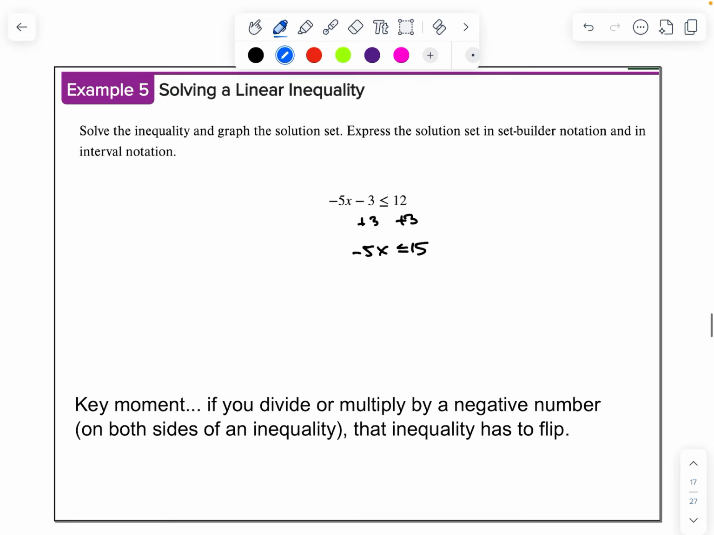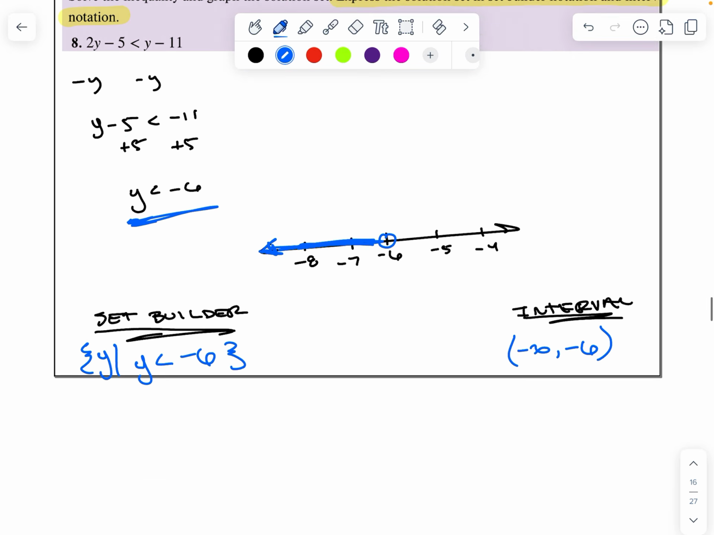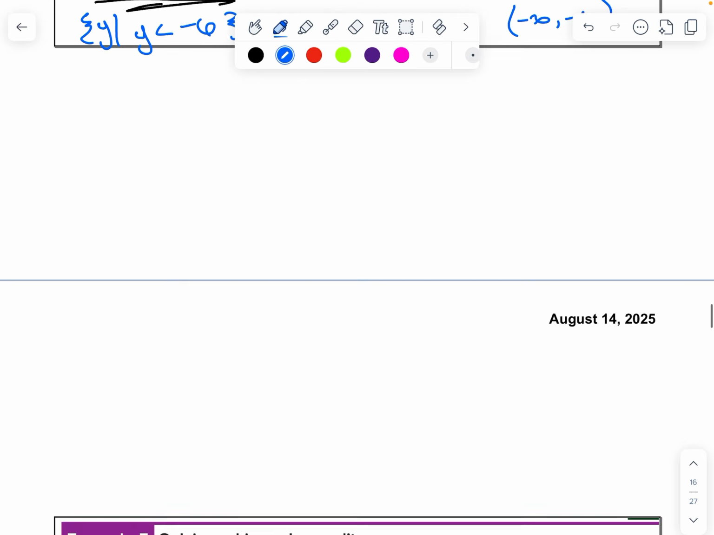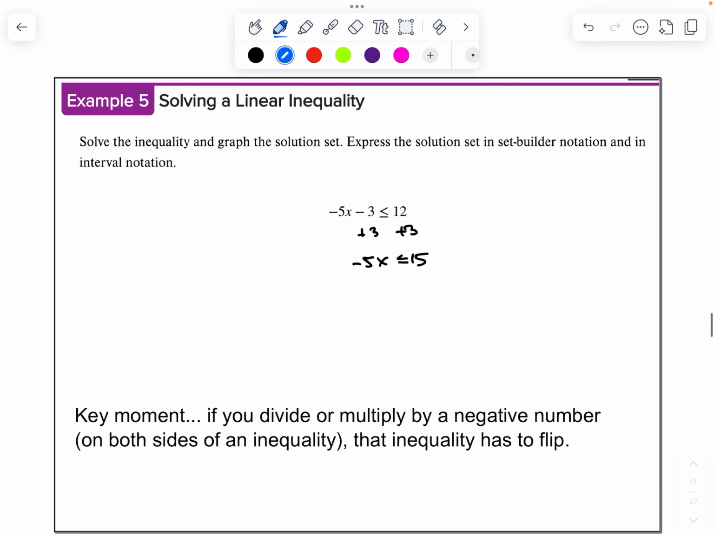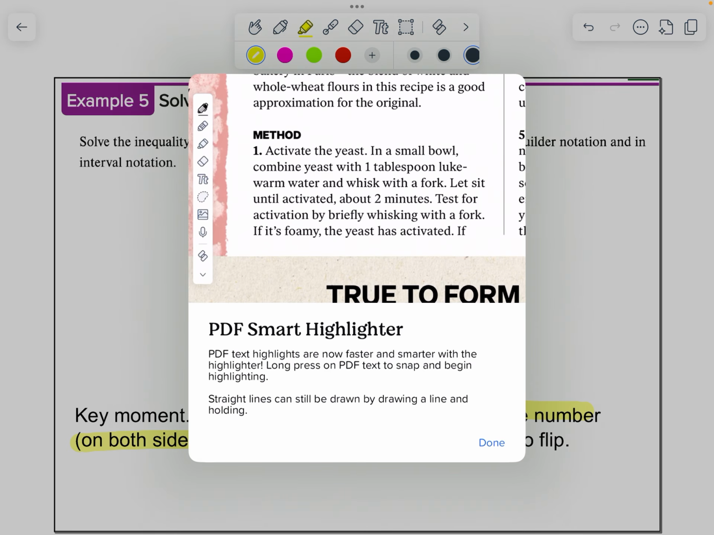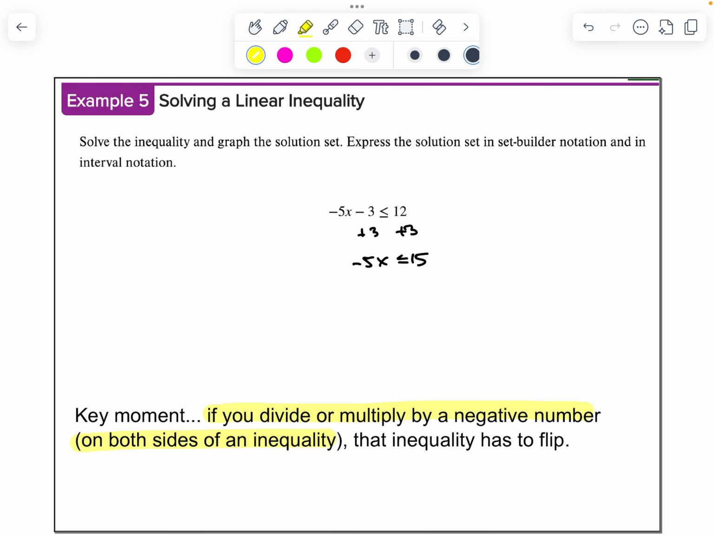All right, here's the one situation where you do have to flip the sign. Notice on the last one, I did not flip that less than sign the whole way through. On this one, we start by adding 3 to both sides. If you ever multiply or divide by a negative number on both sides, then you have to flip your sign. If you divide or multiply by a negative on both sides, then your inequality has to flip. That's something I would absolutely write down.